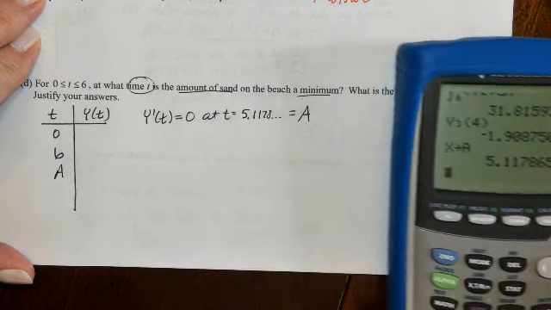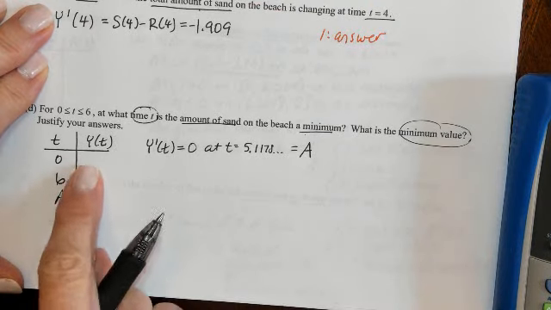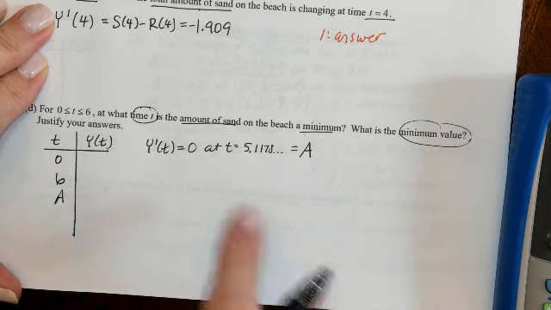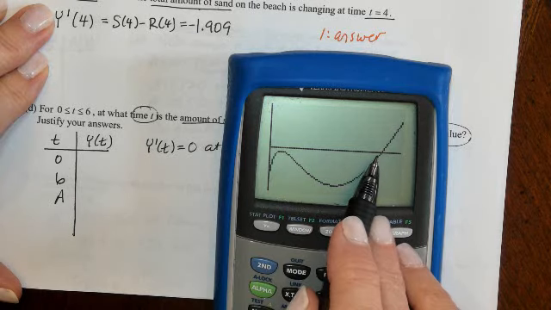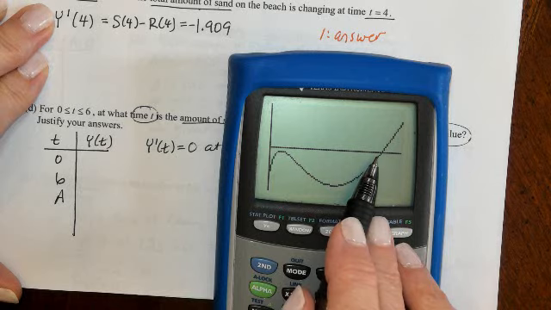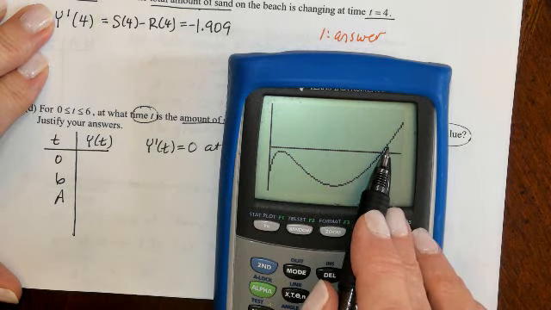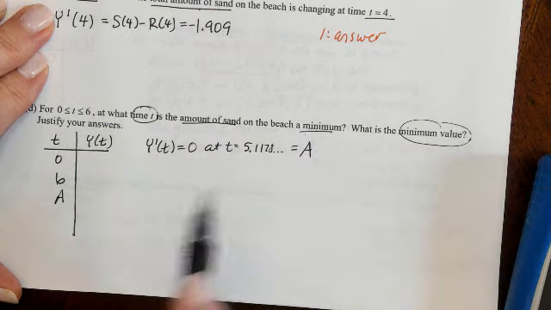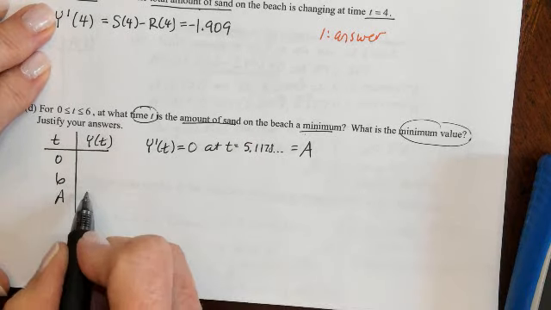We're good to go. So do you see that we could find the amount at these three values and then just take the lowest one, and that would definitely work, okay? Or we could use the fact that y prime is negative from 0 to A, so y is decreasing there, and y prime is positive from A to 6, so y is increasing there. Therefore, the minimum value must be at A. So I'm going to go ahead and find that minimum value.